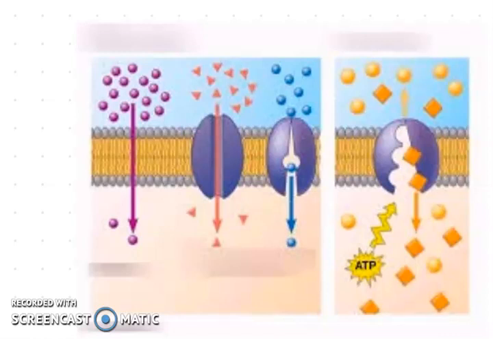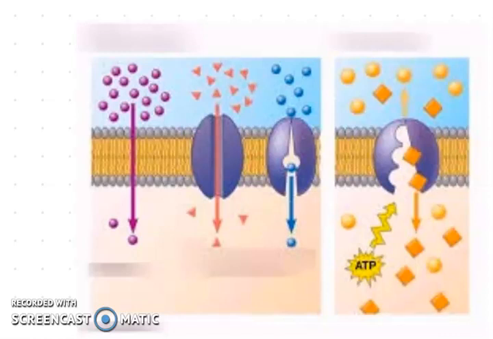Simple diffusion. Simple diffusion is the movement of substances through the plasma membrane without any aid. Molecules such as oxygen and carbon dioxide can move through the plasma membrane of a cell without any aid.